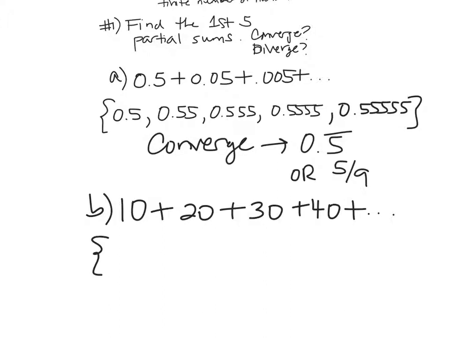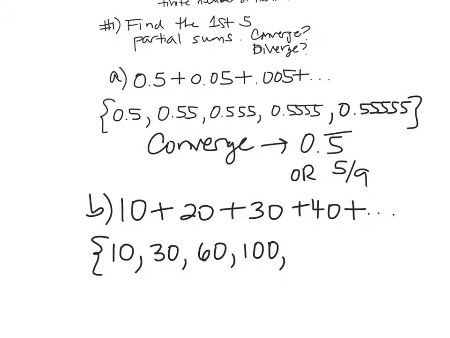So the sum of the first sum would be 10. The sum of one number is 10. The sum of two numbers is 30, 10 plus 20. The sum of three numbers would be 60, 10 plus 20 plus 30. The sum of four numbers would be 100. You get 60 plus 40.